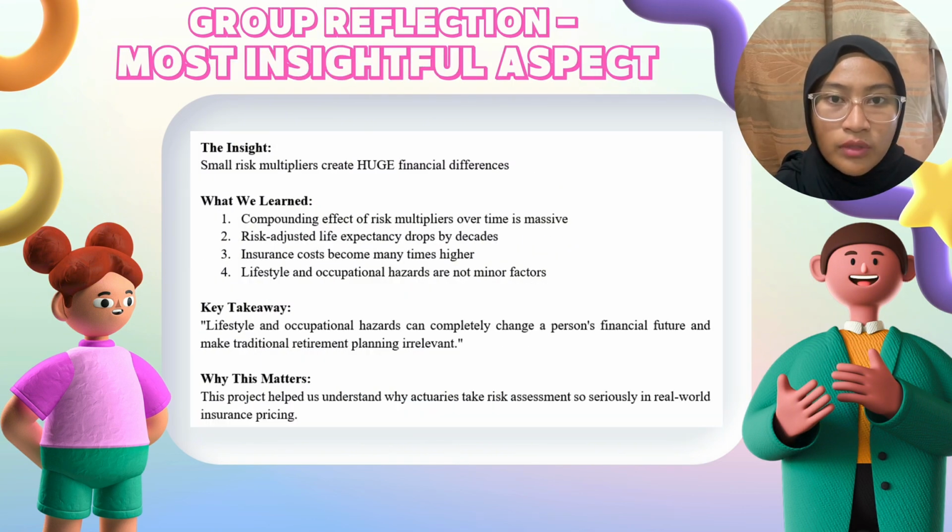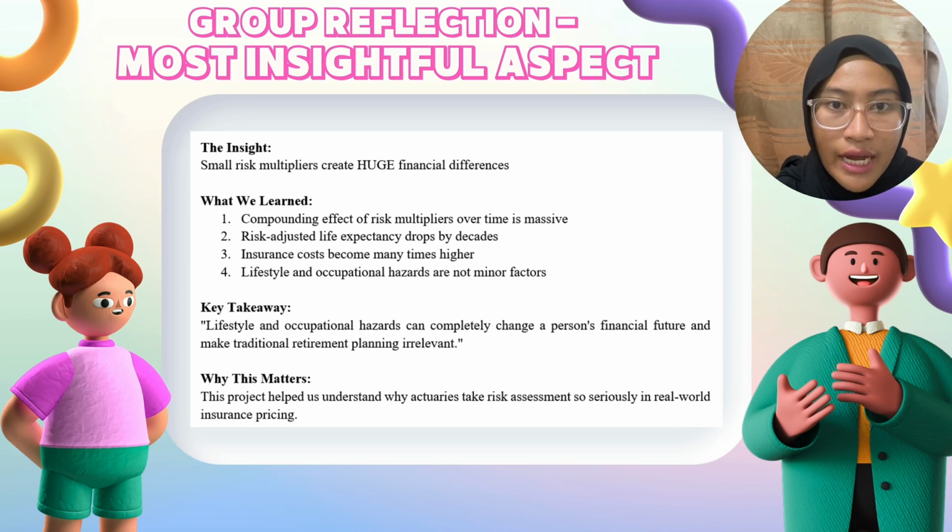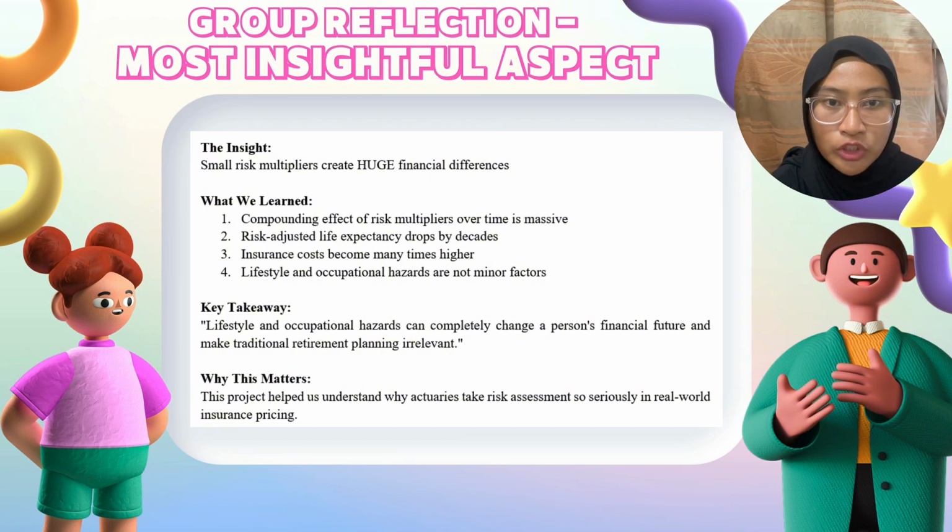The biggest lesson was how a small risk can grow into a huge cost. We started with one idea: a high-risk person has 3 times higher chance of dying each year. But when this was repeated year after year, the effect became massive. That person's lifespan dropped by many years. Their insurance costs became many times higher. This shows us that daily choices and dangerous jobs are not small things. They can change a person's whole money future. Normal retirement plans no longer work for them.